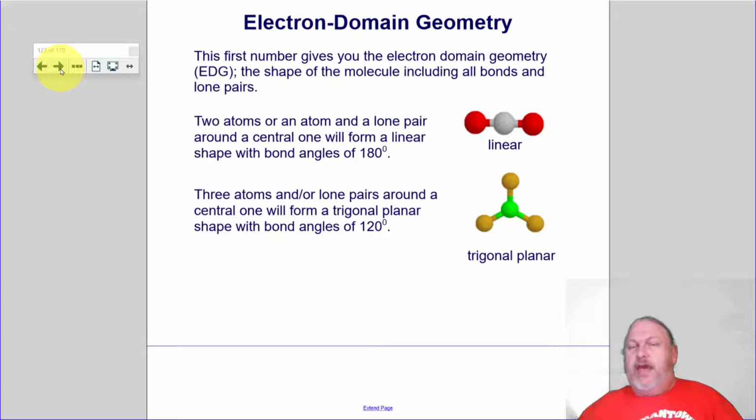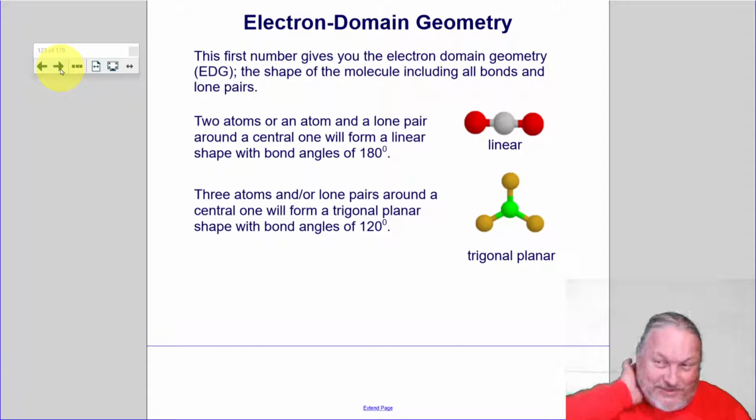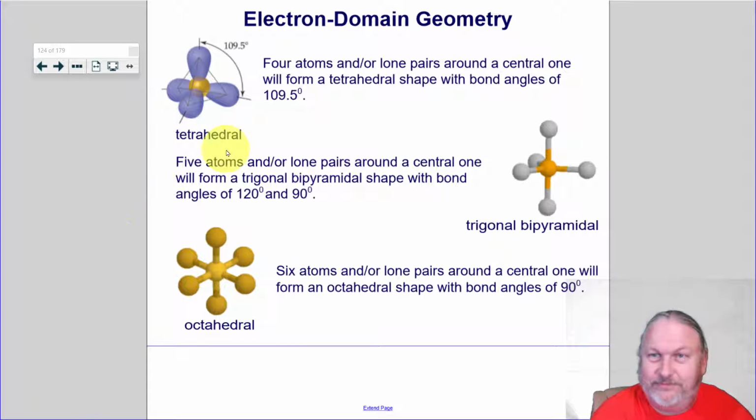If we have three atoms or lone pairs around a central one, it's going to form a trigonal planar shape, a flat shape, and the bond angles will be 120 degrees. Why? Well, three parts of a circle, 360 divided by 3. Ooh, we're learning geometry. There's a reason y'all take that class. That's going to have an angle of 120 degrees, as far apart as possible.